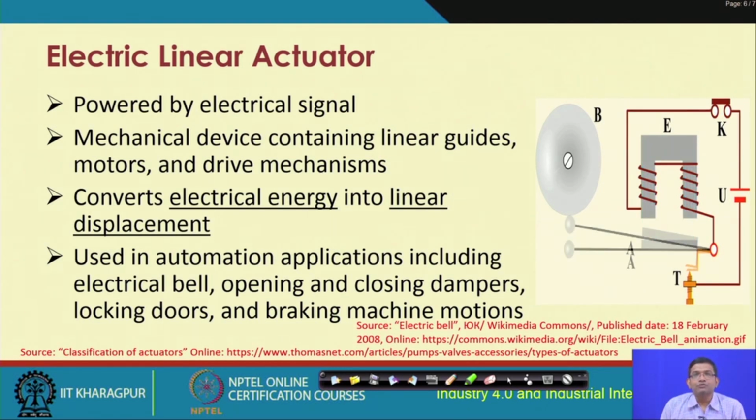this electric linear actuator. As the name suggests, these are powered by electric signal. The electric energy in these actuators is transformed to achieve some kind of linear displacement, and that is why these are known as electric linear actuators. Examples could be an electric bell, and this is the animated picture that you can see. So, electric bell, opening and closing of dampers, locking doors, braking machine motions, and so on. These are examples of use of electric linear actuators.